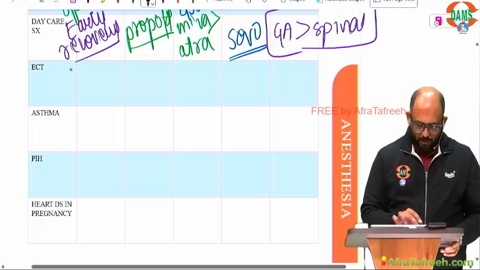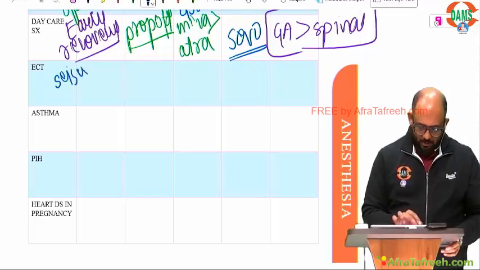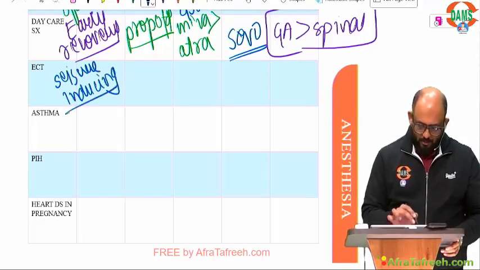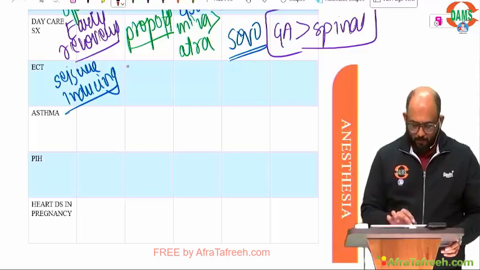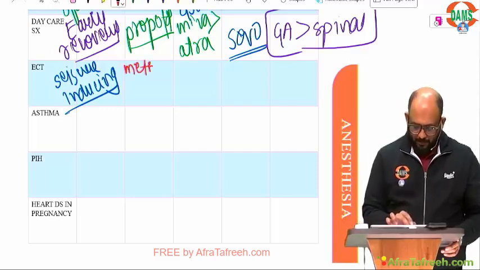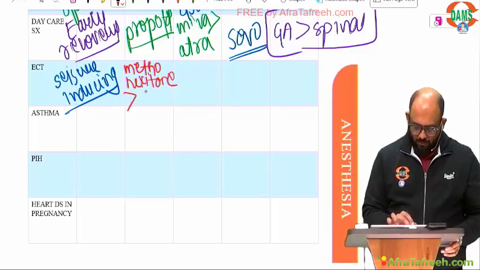ECT, you want seizure inducing property. Which is considered as agent of choice? Methohexitone, which is more than etomidate. First choice is methohexitone, second is etomidate.